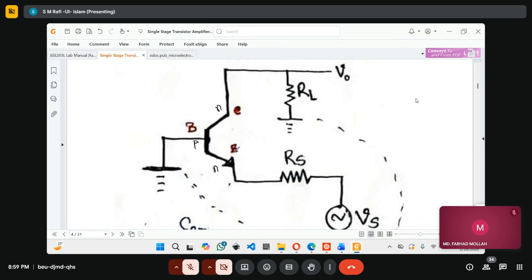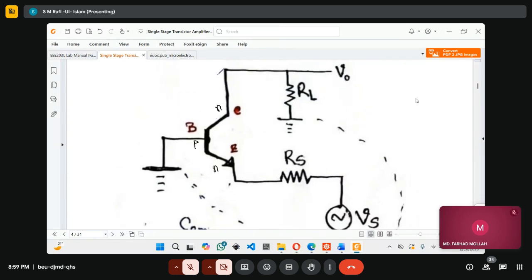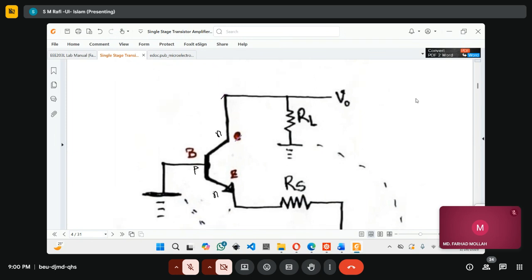Generally, as the name suggests, the emitter should be connected to the input. As I mentioned earlier, the input is an AC signal. So the input is connected through a resistor, and the output is connected to the collector with the load resistor. This V output node is the C node, right? So this voltage is VC. Since there is nothing in between VC and V output, V output equals VC.